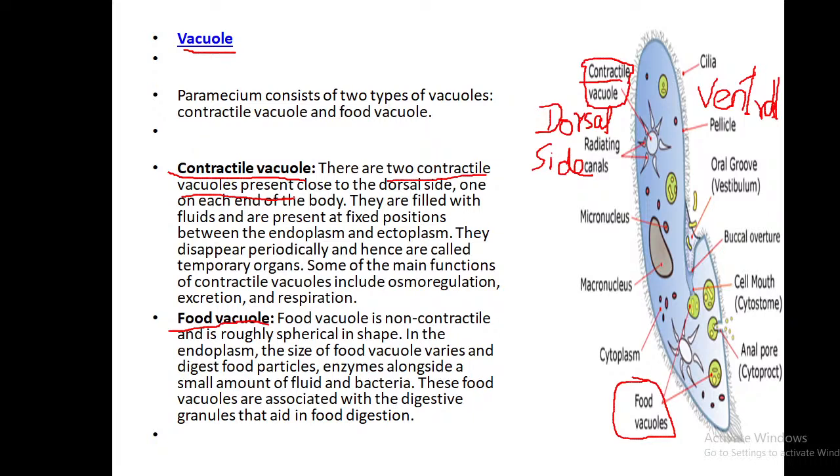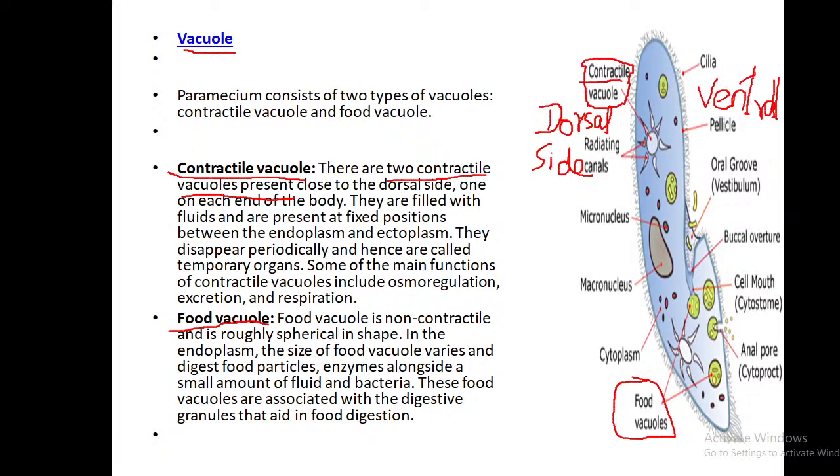മറ്റത് കൺട്രാക്ട് ചെയ്യുന്നു. കൺട്രാക്ട് ചെയ്യാൻ മീൻസ് ചുരുങ്ങുന്നു, ചുരുങ്ങുകയും പൊട്ടുകയൊക്കെ ചെയ്യും കൺട്രാക്ടൈൽ വാക്യൂൾ. അതിനെയാണ് എന്താണ് കൺട്രാക്ടൈൽ മീൻസ് ഇറ്റ് കൺട്രാക്ട്സ്. വെള്ളം പുറത്ത് കളയാൻ വേണ്ടിയിട്ടൊക്കെ ഉള്ള ആവശ്യത്തിന് കൺട്രാക്ട് ചെയ്യുന്നതുകൊണ്ട് അതിനെ കൺട്രാക്ടൈൽ വാക്യൂൾ എന്ന് പറയുന്നു. അടുത്തത് ഫുഡ് വാക്യൂൾ. ഫുഡ് വാക്യൂൾ ഇസ് നോൺ കൺട്രാക്ടൈൽ.